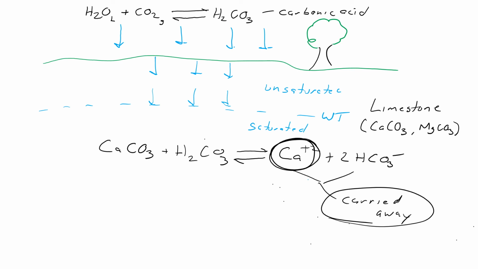That's the reason why if you drill a well into this area, you're likely to have what we call hard water. Hard water is water that has lots of dissolved calcium and magnesium in it. And the calcium and magnesium are basically broken loose by this carbonic acid. So it's an effective way to break down what we call carbonate rocks.